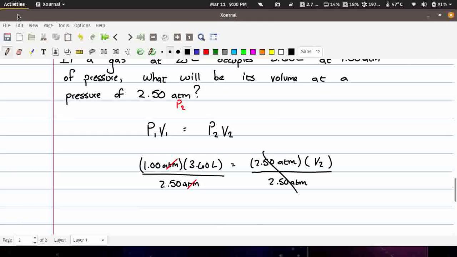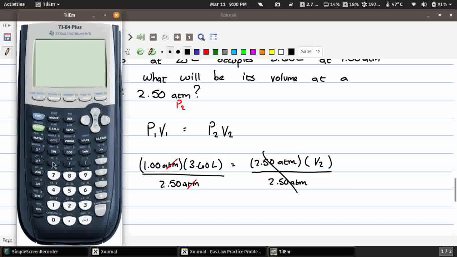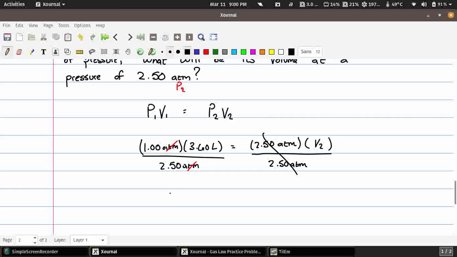So I'm going to pull up the calculator and do this real quick. 3.6 times 1 is 3.6, so I'm not going to do that part. But divided by 2.5, we can see that as the pressure has gone up, the volume has gone down. So V2 equals 1.44 liters.